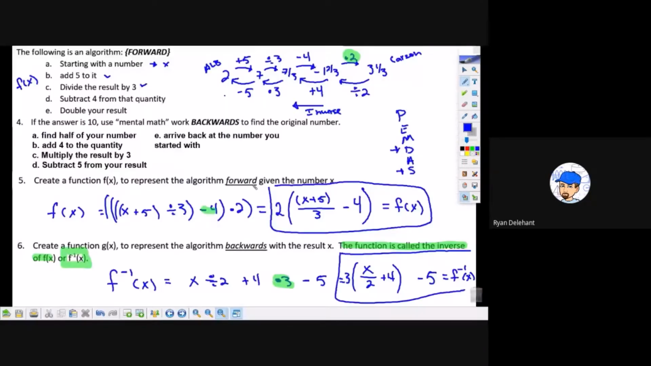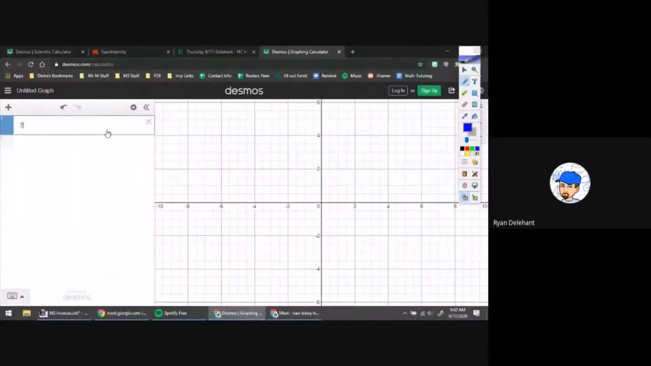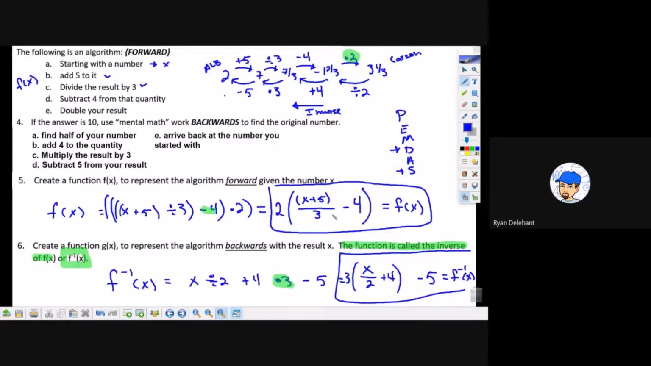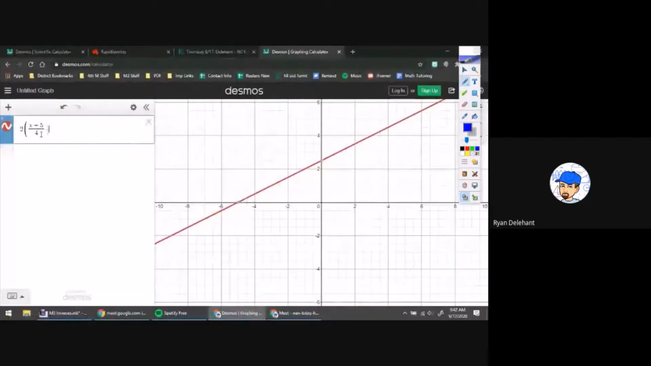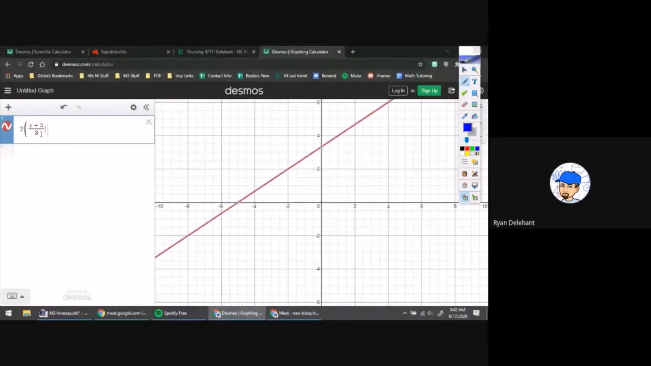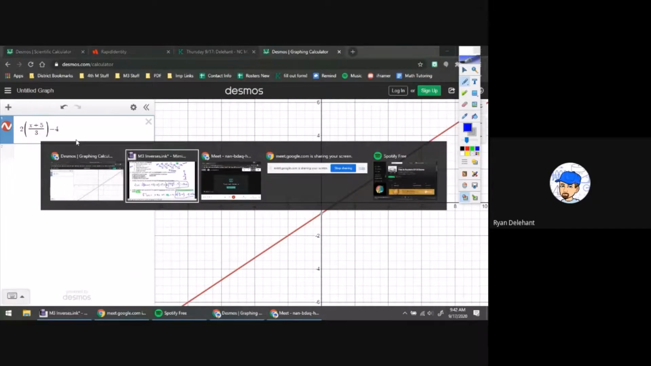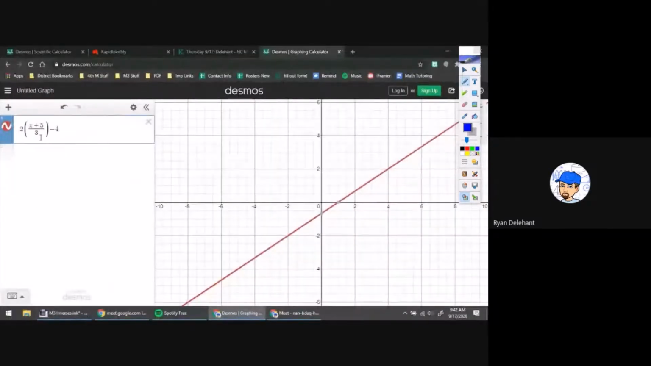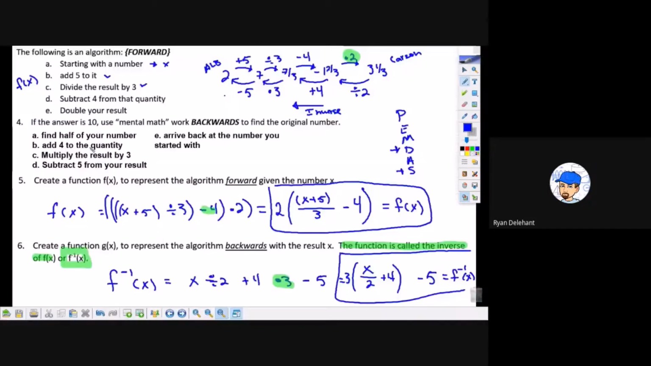So one of them was 2x plus 5 divided by 3 minus 4. Make sure I get the right equation. X plus 5 divided by 3. That's my first one. 2x plus 5 divided by 3 minus 4.